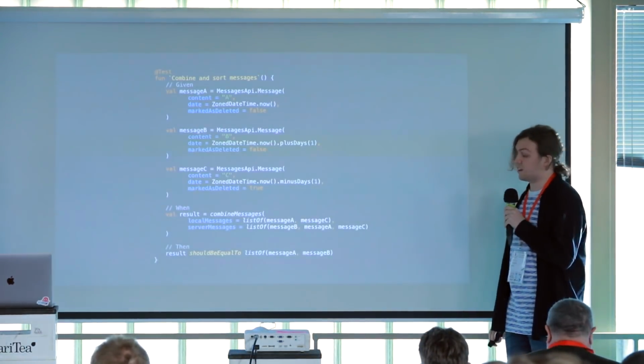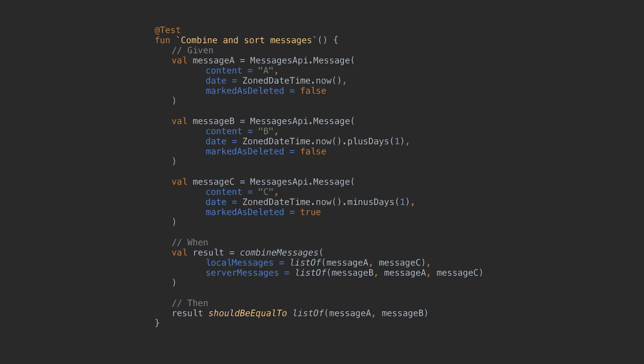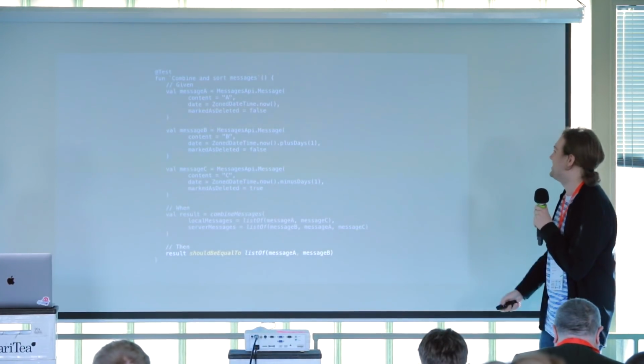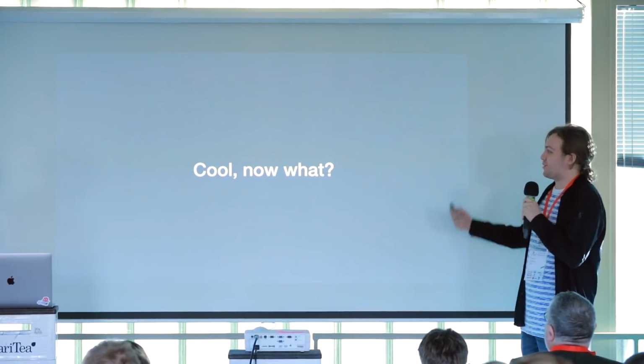How do we test it? Exactly in the same way. We create the dummy messages as before. I copy and pasted it because that's what I do every day. And we just call it with two lists, surprise. And at the end, we assert that the result is equal to another list. Yeah, I mean, it's so dumb that I'm even a bit ashamed to explain it, but okay, now what?